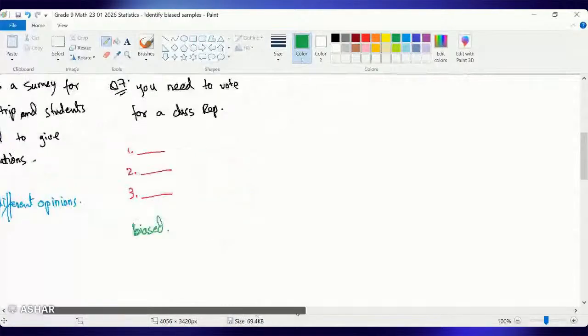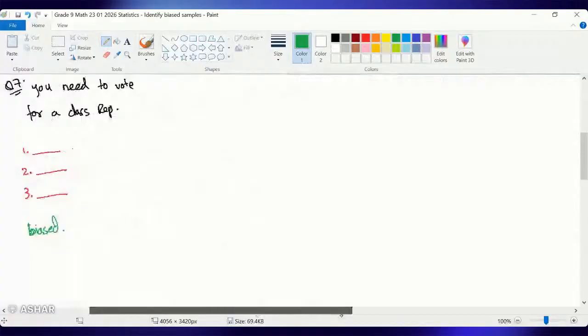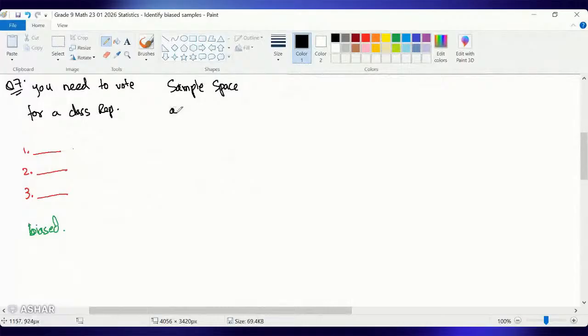Let's see random sample. What is a random sample? Sample space is the list of all possible outcomes for a particular event. If anything that happens is an event, right? That would be known as a sample space.